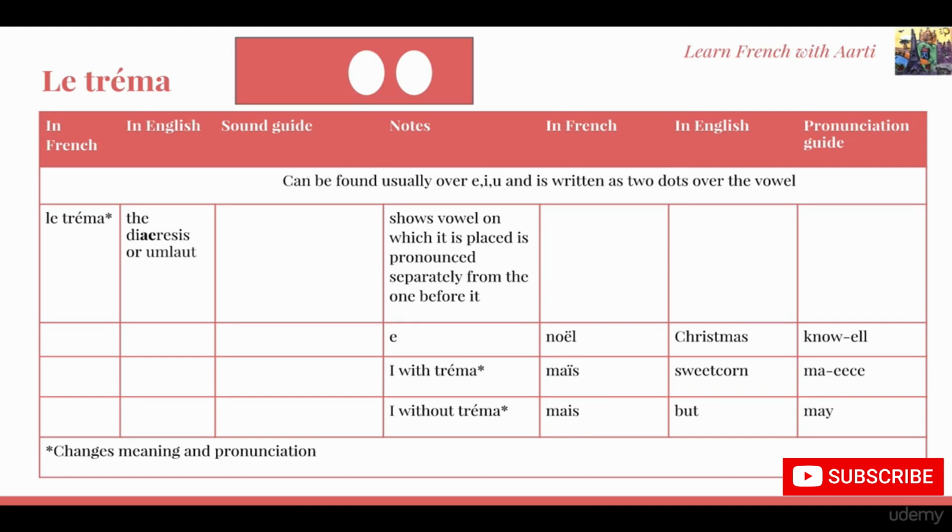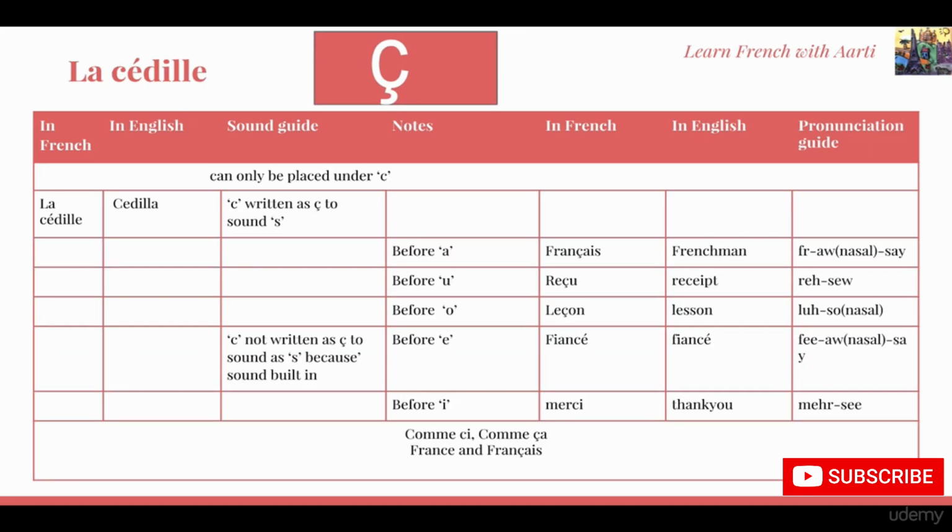Next, these were for the vowels. We'll check out a sign for the consonant, which is the cedilla, la cédille. It's like a little S under the letter C, and it is only ever found under the letter C, not on any other letter. When C is written as C with the cedilla, it sounds as S. So let's look at some examples.